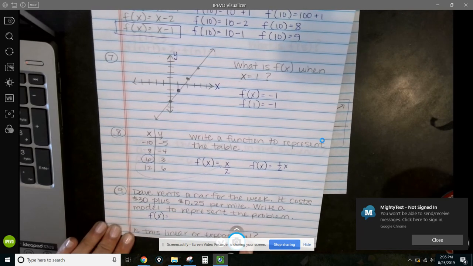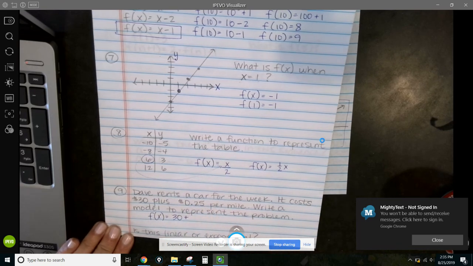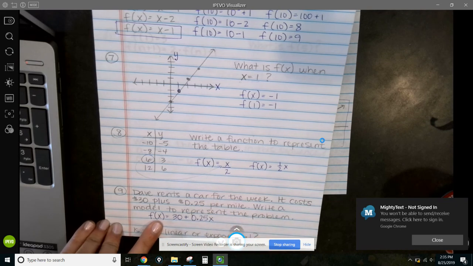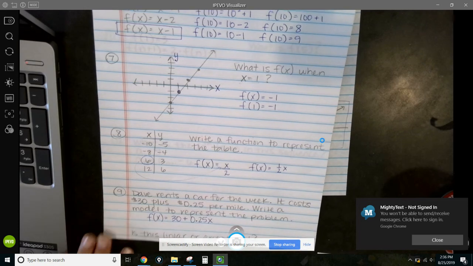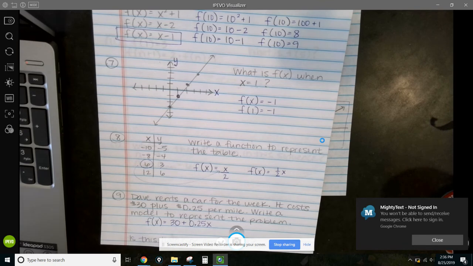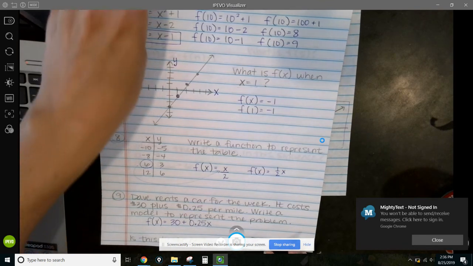So I know that the car is going to cost $30 for sure. So I'm going to write 30 plus it costs 25 cents every mile. So I'm going to write 0.25. And now I'm going to use that variable x to represent my miles. So if it was 10 miles, I would have to do 25 cents times 10 and get $2.50 plus the $30. It's always going to cost $30 plus however many miles you drove. So that would be my model.